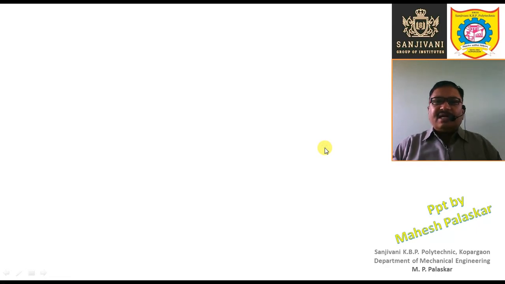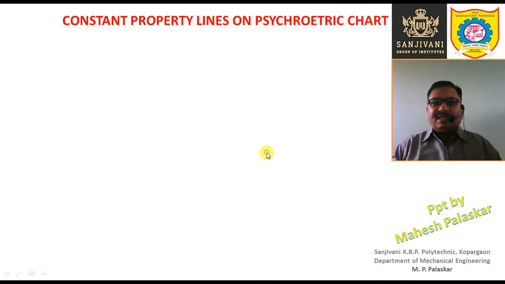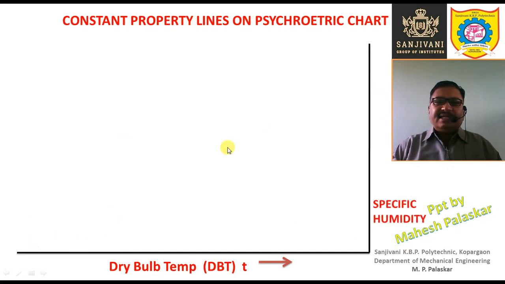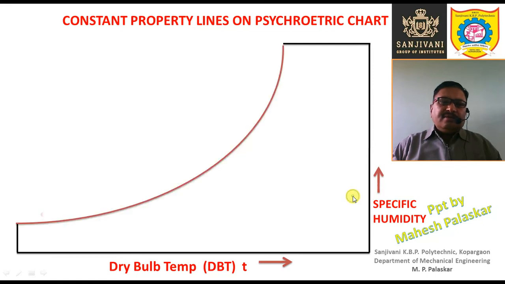So, the psychrometric chart is like this. We are going to show the constant property lines on the psychrometric chart. This is the horizontal axis, x-axis. Here the dry bulb temperature, DBT, is plotted. It increases in the right direction. Now this is the vertical axis. Instead of the left side, it is on the right side. So on this vertical axis or the y-axis, the specific humidity, omega, is plotted. Then we draw a curve like this. So this curve is nothing but the saturation line or the saturation curve.